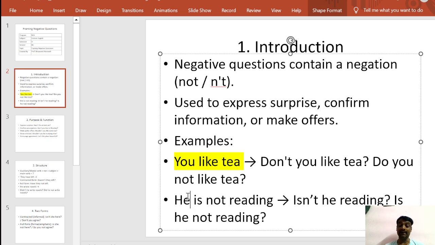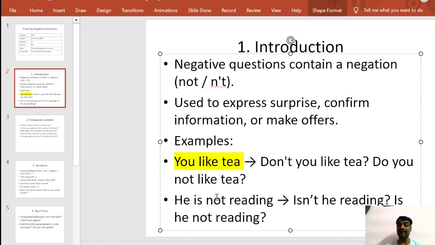But dear friends, if you go a little bit deeper, "Don't you" is used just to ask, while "Do you not" is used to confirm. The intensity is greater when you do not use the contracted form, when you use the elaborated form.